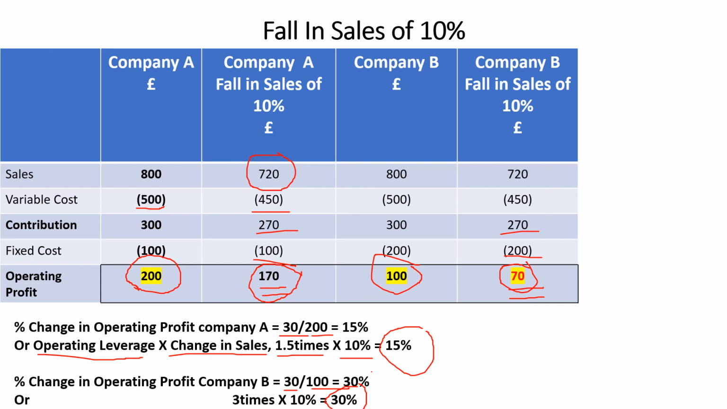The key is a company which has higher fixed costs is believed to have higher operating risk and operating leverage. Those companies will suffer mostly when there is a fall in revenue.